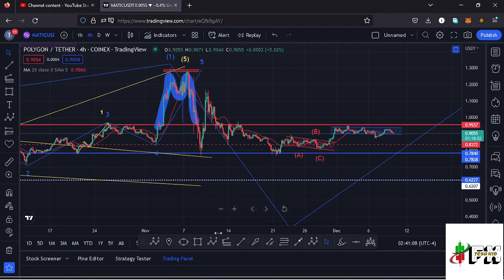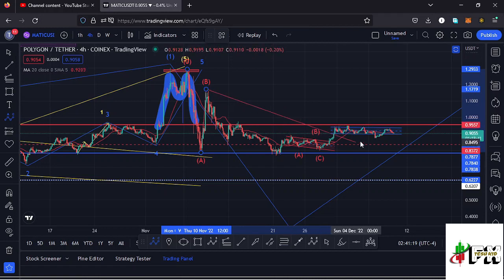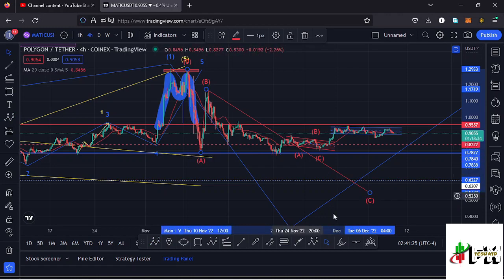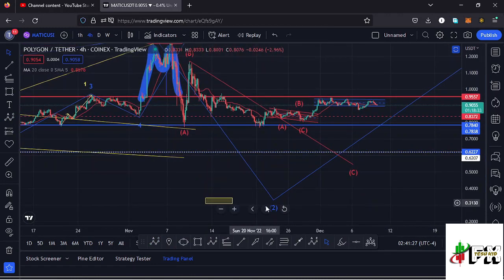And the very first possible scenario is viewing this structure over here as a massive ABC corrective structure, having this as the wave A, then this as my wave B. Then I'm expecting a massive sell-off over here in the formation of that wave C, make a new low that is below the low for this wave A, and fully maximize the formation of that second wave.